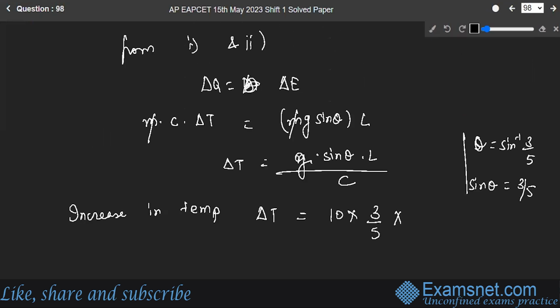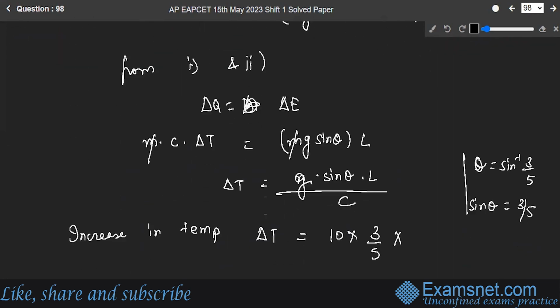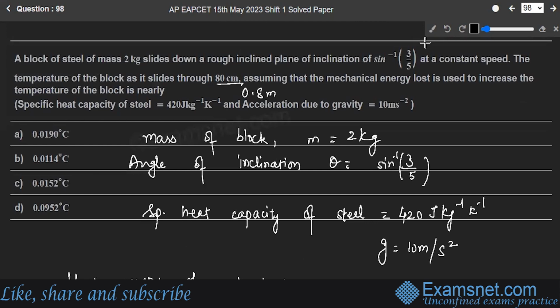L is equal to, what is L equal to? It is 80 centimeters. So that means it's 0.8 meters. So L is equal to 0.8, and you have the C as 420. It's given in the question. On solving this, you will find out delta T is equal to 0.0114 degrees Celsius. That makes option B to be the correct answer. Hope you understood this. Let's move to the next question.